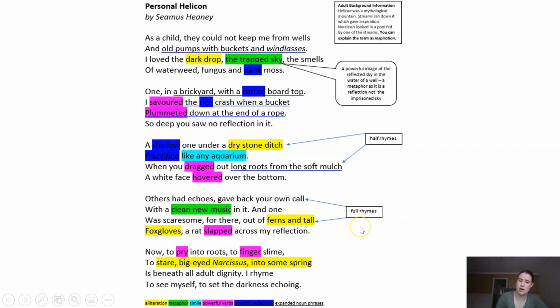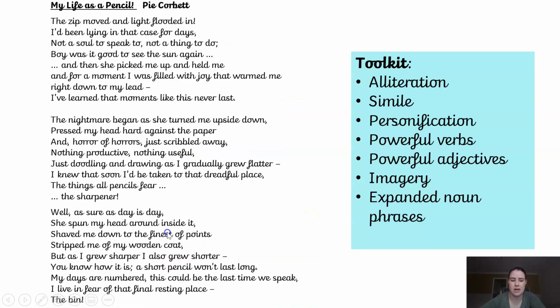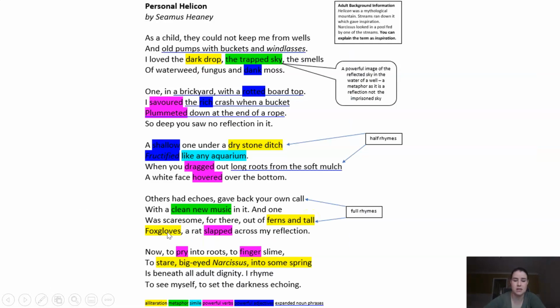Now here we've got some full rhymes. So others had echoes, gave back your own call, was scarce and for there out of ferns and tall. Okay. Now we've got tall foxgloves. I keep skipping the slide. Ferns and foxglove. Foxgloves, they're really tall, thin plants, and they've got what looks like little bells on them, and they hang off the side of them.